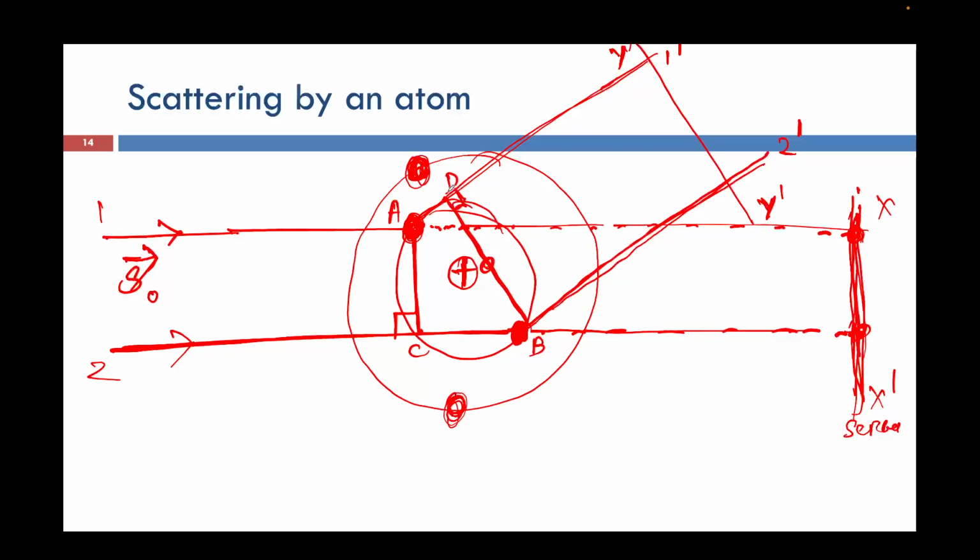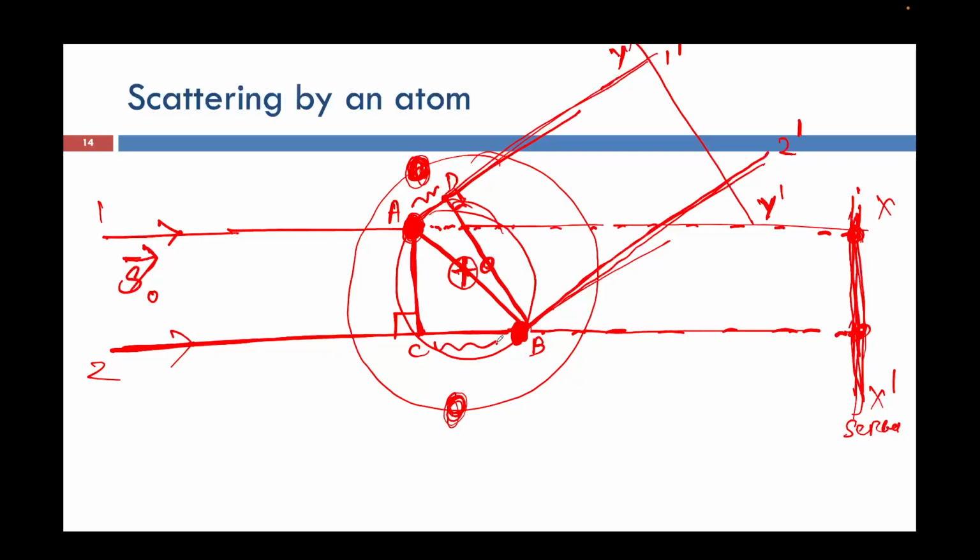So beams 1 and 2, till point A and point C, have traveled the same path, right? And 1 dash and 2 dash beams beyond point D and point B have also traveled the same path, right? So till this point they have traveled the same path, and after this point they have traveled the same path. So whatever the phase or path difference is there, that path difference is associated with AC, AD and BC, right?